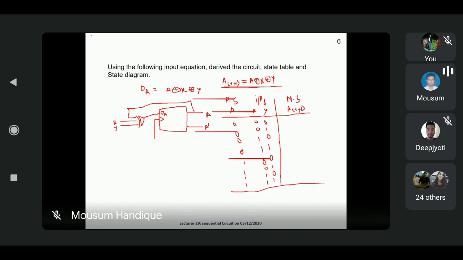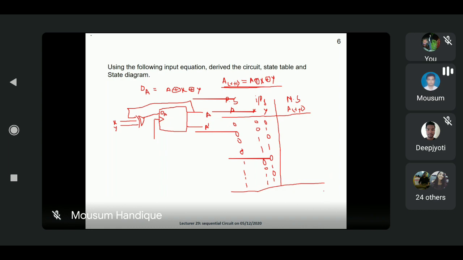See here, obviously A(t+1): DA we can write in the form of A(t+1). A(t+1) means the next state. So how can we extract A(t+1)? The formula is given, and whatever variables we are using in that formula, all the values we can already assign. We know the value of A, we know the value of X, and we know the value of Y. So it is very simple.